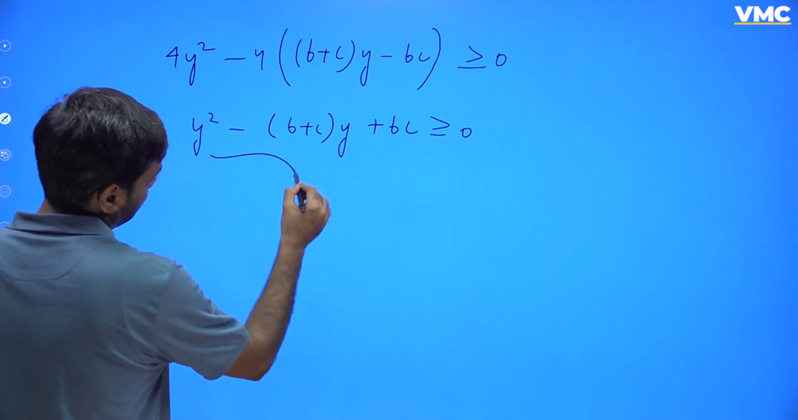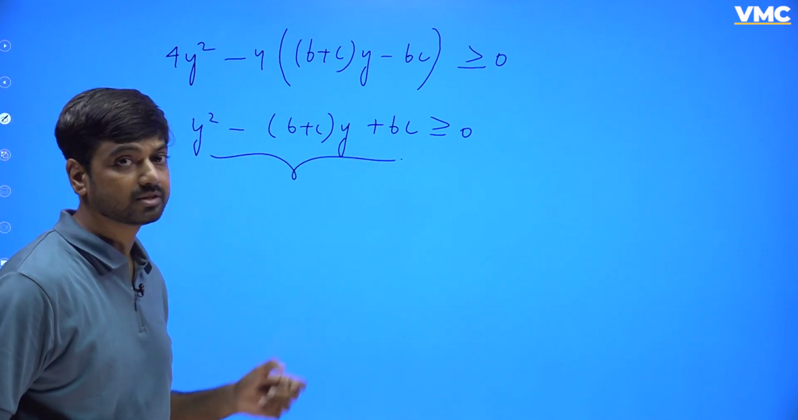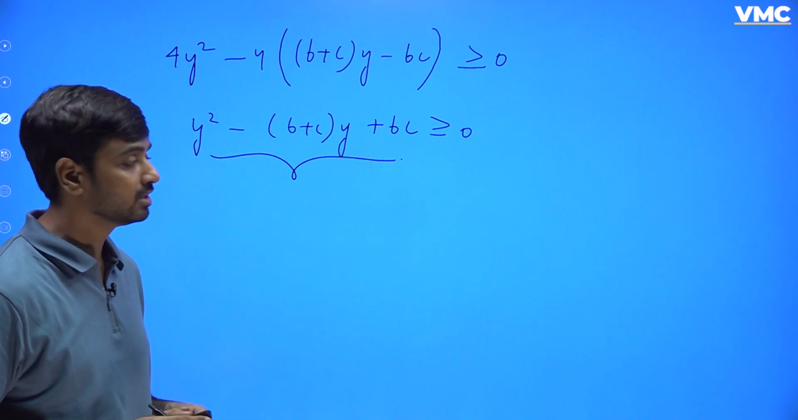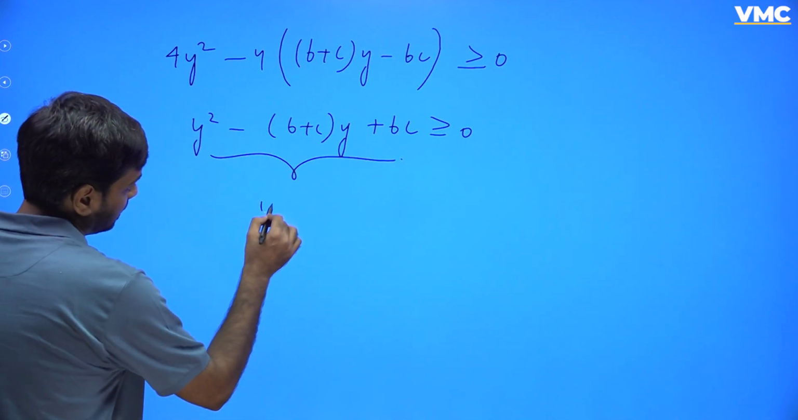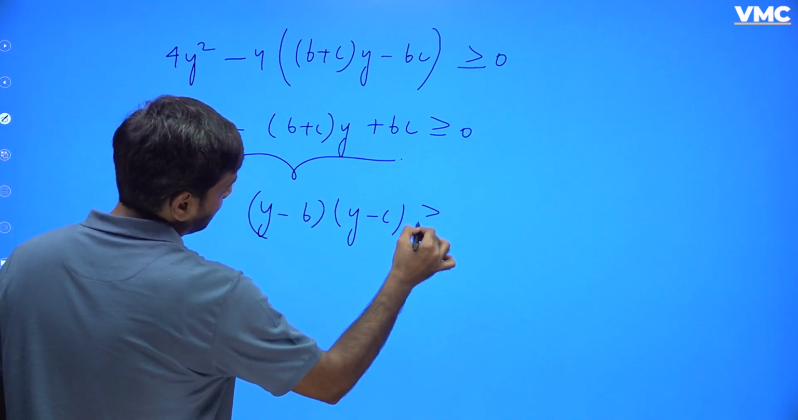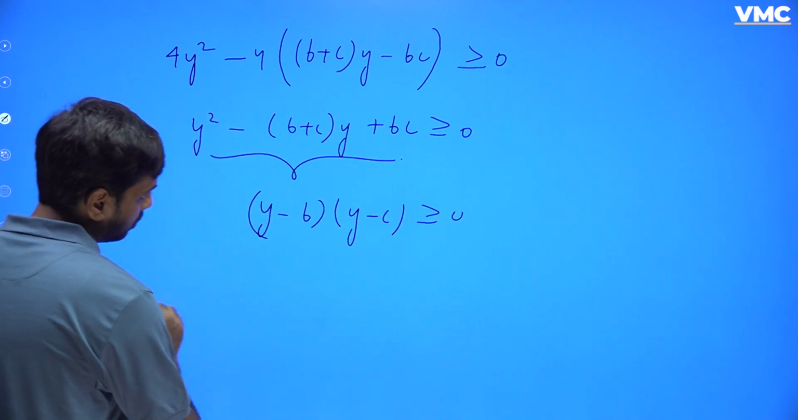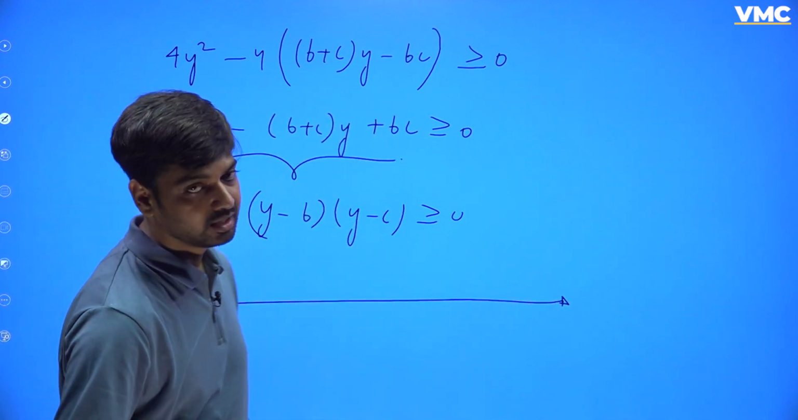Now when you observe the left hand side, this is actually a quadratic expression in y, so you can factorize this. It will be factorized as (y minus b) into (y minus c) greater than or equal to 0. Now draw a number line, plot b and c.